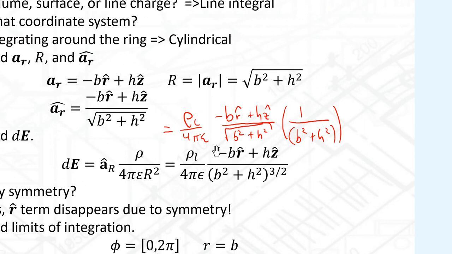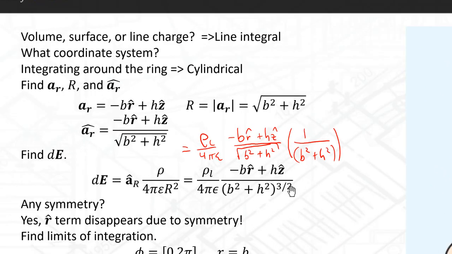And then you simplify the b squared plus h squared in the denominator. This is b squared plus h squared to the power of 1 half, and this is b squared plus h squared to the power of 1. So you add the two, and you get 3 halves in the denominator here. And your numerator is as shown. Okay, all with me so far? Good.